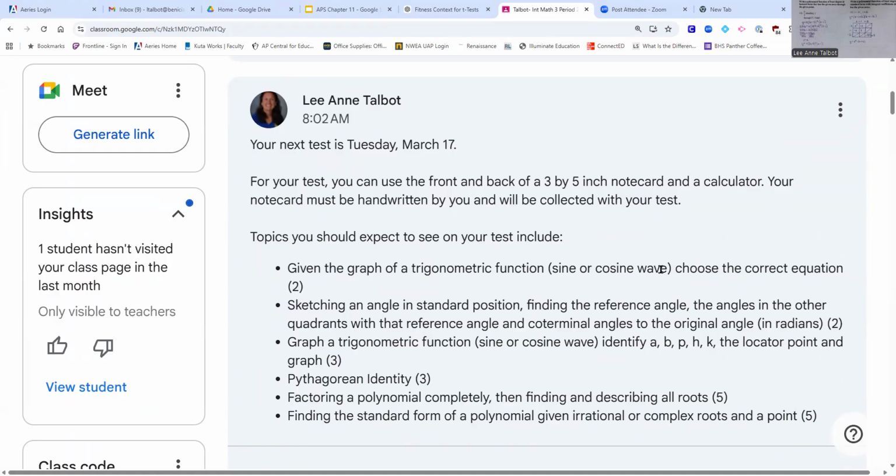Test topics. Next test is Tuesday, a week from today. You can use a note card and a calculator. Yay. Hey, I just made a rhyme. Okay. Given the graph of a trig function, so that's a sine or cosine wave, choose the correct equation. Multiple choice. You have a wave, pick the right equation.